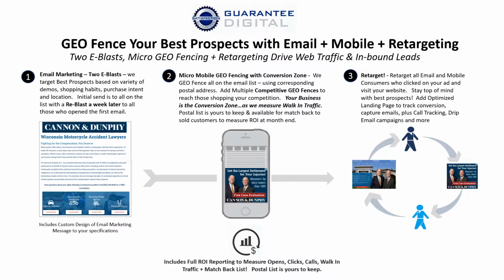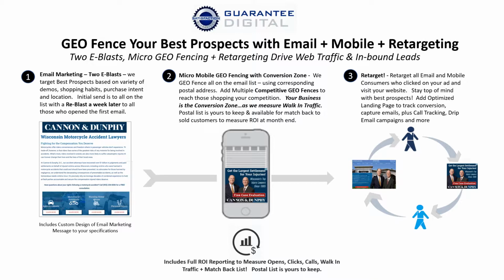So as those merchants or consumers come in their door, come into their law office, we're going to be able to track that conversion. The postal list is theirs to keep. It's also something we'll use as a matchback list to sold customers at the end of the month. And finally, when people do click through to their website, we're going to set up a retargeting campaign, and not only for web, but social. And even if they have a video, we're going to do some video retargeting as well.